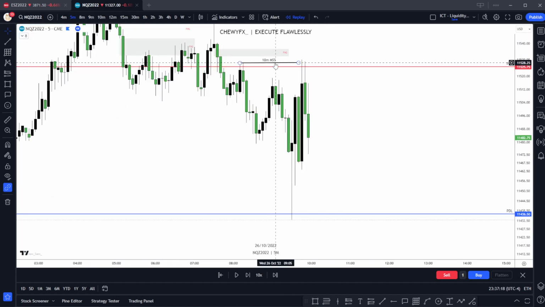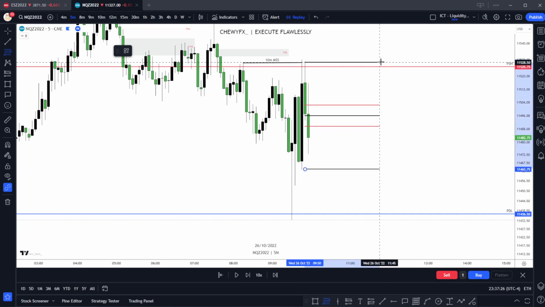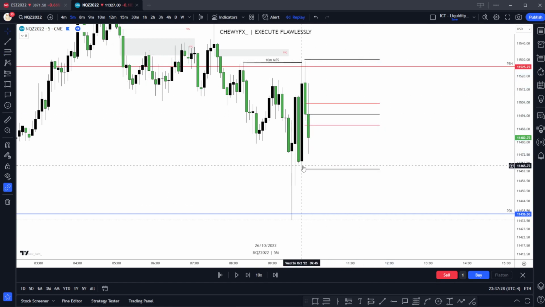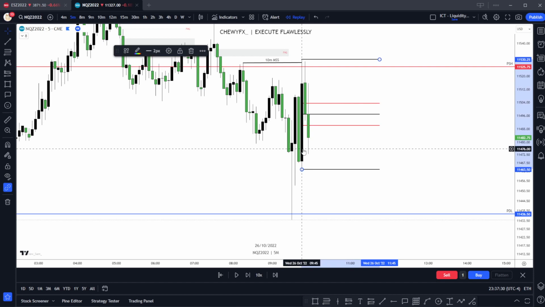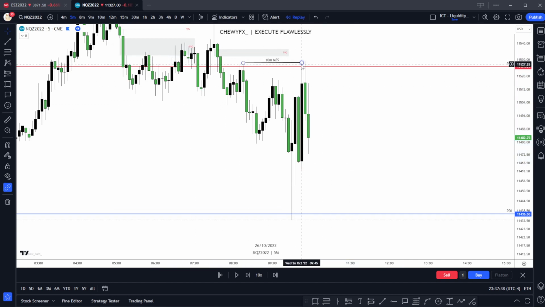So we first want to mark up our 10-minute market structure shift area right here. Let's go down to the 5-minute time frame. First thing that we want to ask: is this a strong close and break of structure? The candle that broke structure, is the candle body above the two red lines? In this case, it is. So for that reason, this is a very strong market structure shift.